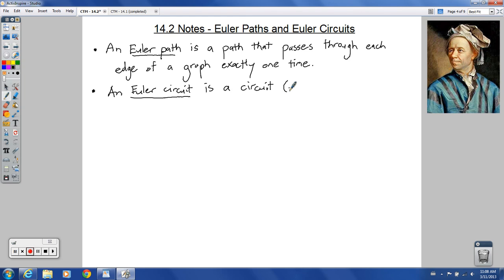So it's a circuit. A circuit, just as a reminder, what is a circuit again? It's something that starts and ends at the same vertex. So in other words, it's a path that starts and ends at the same vertex. That's a circuit. And then an Euler circuit is one that passes through each edge exactly one time.